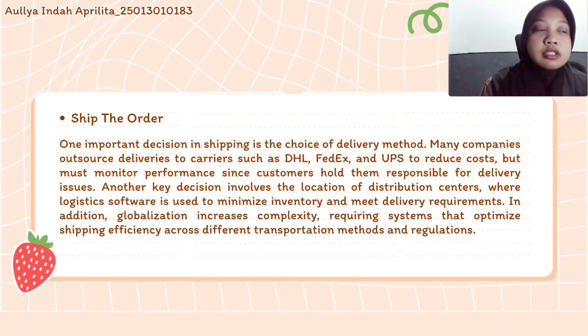In different countries, they have different transportation systems and also different tax rules and government regulations. These factors affect how goods should be delivered. So that's why companies need advanced information systems and logistics software to improve efficiency, reduce costs, and ensure effective global distribution.